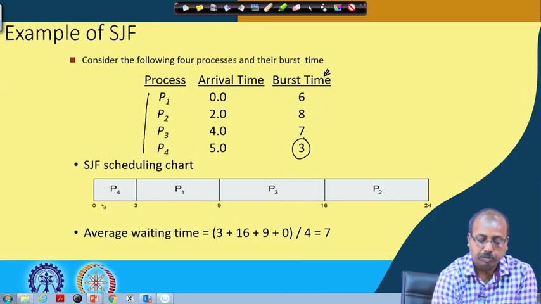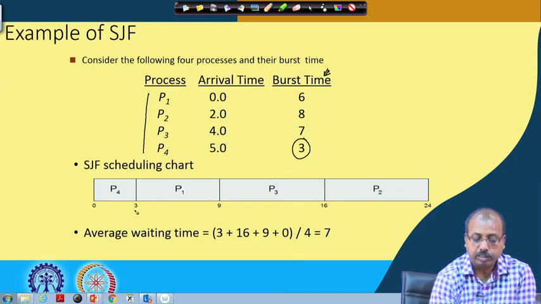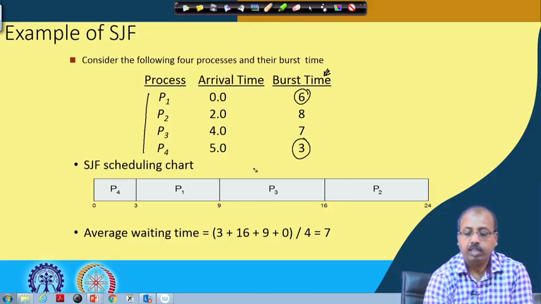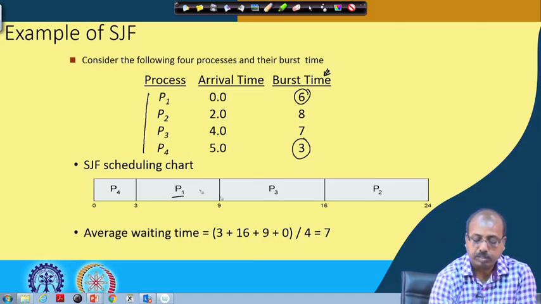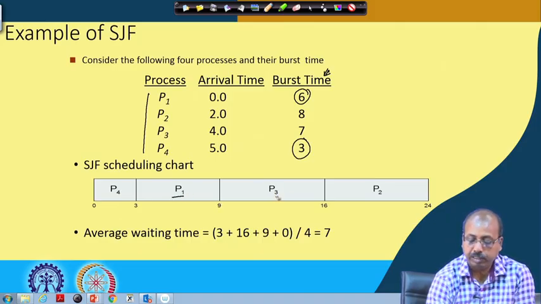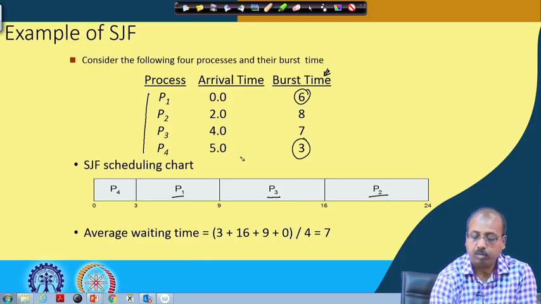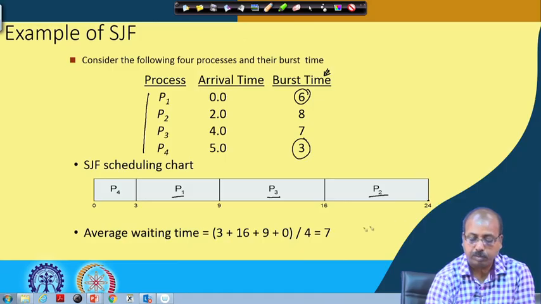So, P4 is scheduled. P4 runs from 0 to 3 time units, and from the 3rd time unit P1 is the next job that we have, whose burst time is just larger than P4 and smaller than the others. So, P1 executes for 6 time units, followed by P3 for 7 time units, and then P2 for 8 time units. So, overall completion time is 24 for the set of jobs.